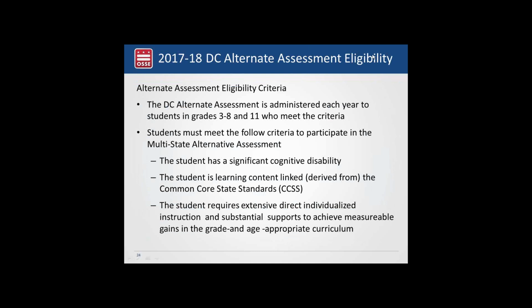In order to participate in the MSAA, which is administered to students in grades 3 through 8 and 11, the students must meet the following criteria. The student has a significant cognitive disability. The student is learning content linked to, or derived from, the Common Core state standards. And the student requires extensive, direct, individualized instruction and substantial supports to achieve measurable gains in the grade and age appropriate curriculum.